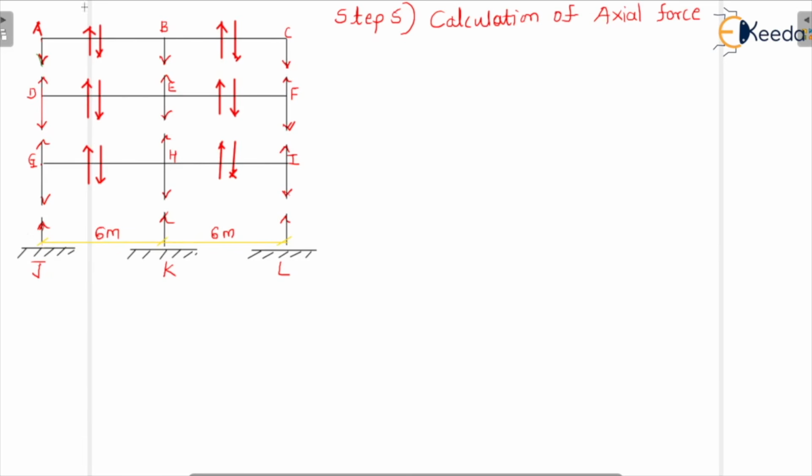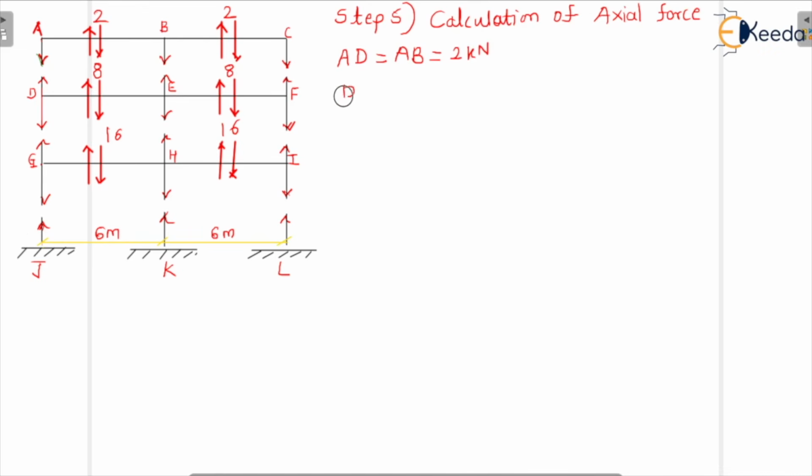The forces here, they are 2, 2, 2, 8, 8, 16, 16. And now we have to find out what is the axial force. Okay, so let's see axial force. Let's see member AD. What is the force in AD? AD force will be equal to AB. AB is having a 2 kilonewton force, so AD will also have the 2 kilonewton force.